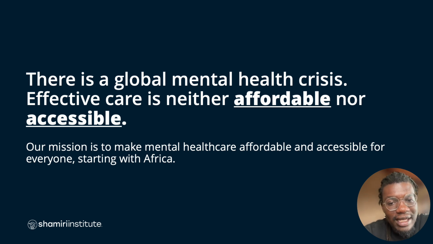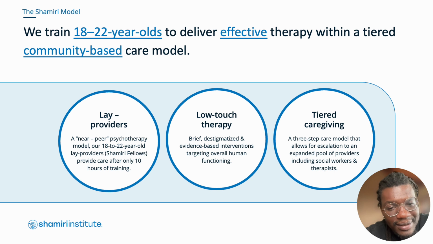To do this, over the last 6, 7 years, we have developed what we call the Shamiri model, a model for youth mental health that we think is pretty effective in designing and deploying scalable mental health interventions at scale. The way this model works is that it has three important components. The first component is the use of lay providers through task shifting. We train 18 to 22-year-olds to serve as lay providers. They are trained for about 10 hours only.